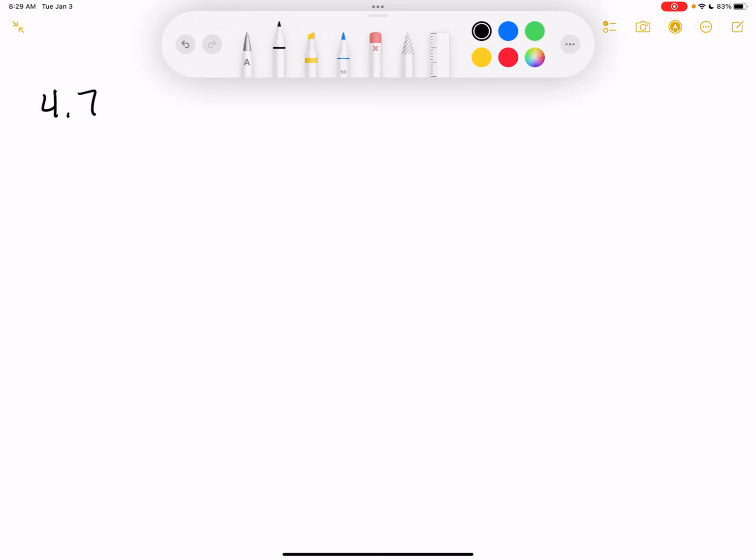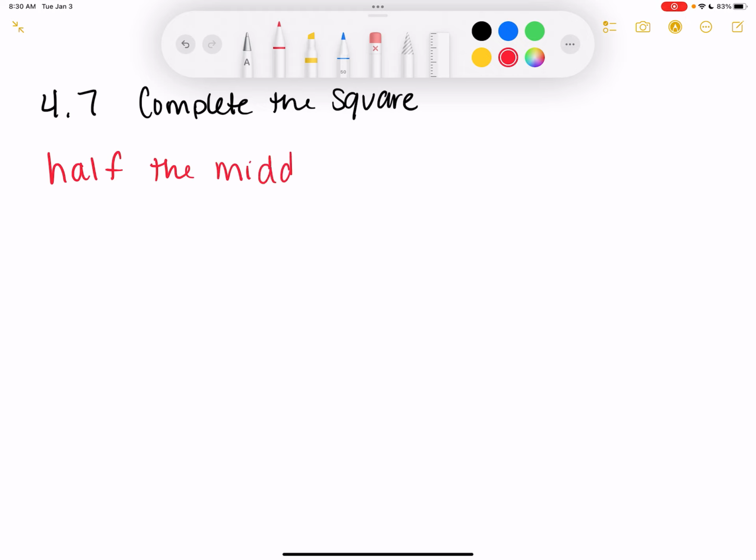Right, 4.7, complete the square. So the key phrase for this is half the middle term and square it. You can remember that, you'll be good.